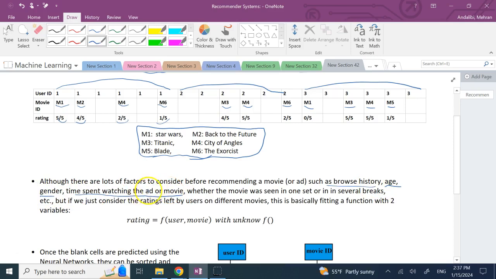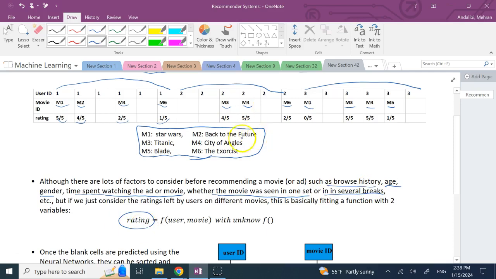Sometimes you see these ads that come to you, you just wait for the time on YouTube to say skip, and you skip it because you are not interested. But sometimes you let a 1 minute or 2 minute ad just go on because maybe it has attracted your attention, or maybe you're doing something else. That's one of the things. Also whether you watched the movie in one sitting or in several breaks and so on. There are lots of things. But again, here for simplicity, assume that the only thing they care about is rating, to make life simple.